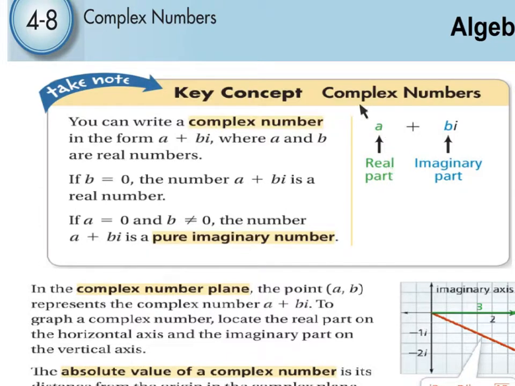So a complex number is when I take a real number and put it with an imaginary number, either adding or subtracting. For example, this is a complex number, 5 plus 3i. Or it could be -1 minus 2i. Those are both complex numbers because they have a real number and an imaginary number together. So complex numbers, that's what they are.